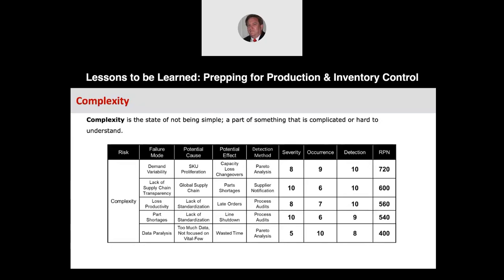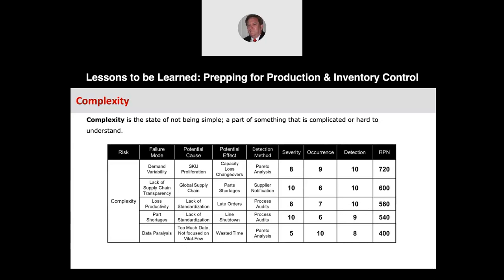Complexity. So the state of not being simple. Part of something that's complicated or hard to understand. So for demand variability, part of the complexity is you've got too many SKUs. You're not doing ABC. We haven't really covered the Pareto analysis yet, but we will definitely be covering it in a module here. It might be the second, might be number 3, I guess. But anyway, we'll cover this in detail. It's a very interesting phenomenon that, again, is something you hopefully carry with you through your career.